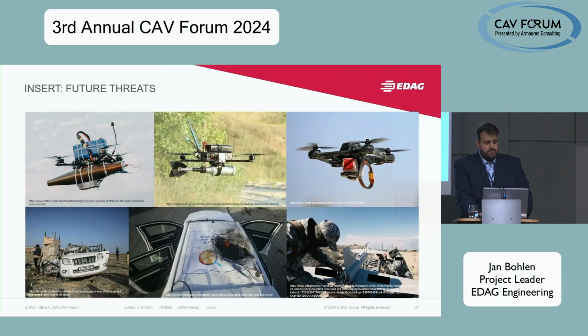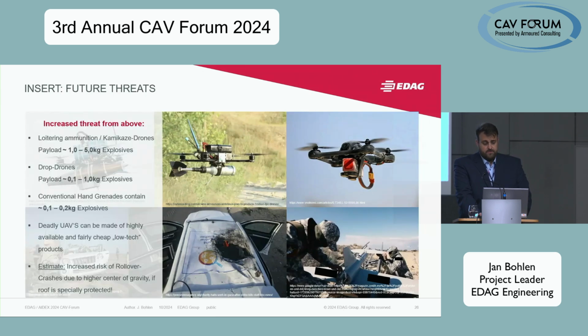This topic leads me to another insert here, which is future threats. Future threats, mainly, in our belief, will come from above. We can see it in Ukraine, we can see it in the Middle East every day. Deadly UAVs, which can be made of highly available, low-tech products that are fairly cheap. They can carry up to 5 kilograms of explosive. They can land directly on the top of your vehicle. And in comparison with that, conventional hand grenades contain 100 to 200 grams of explosive. So all of the grenades that are used in the VPAM standards, for example.